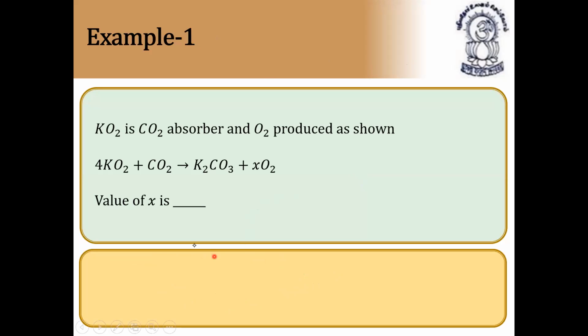Next, some examples. Potassium superoxide is a carbon dioxide absorber and oxygen is produced, as shown. They are giving this balanced equation. Potassium superoxide combines with carbon dioxide and forms potassium carbonate plus X. How many moles of oxygen? 3 moles. Simply you can say 4 twos are 8, 8 plus 2, 10. And here already 3 is there, so 3 into 2, 6, 6 plus 3, 9.